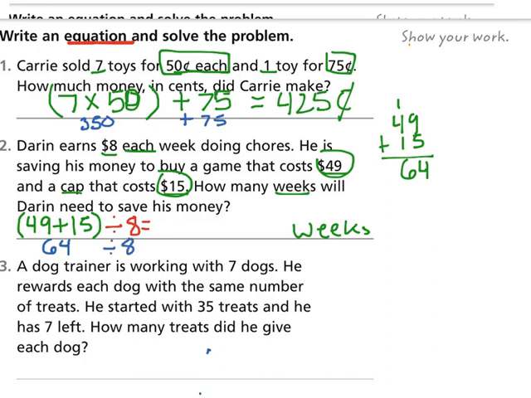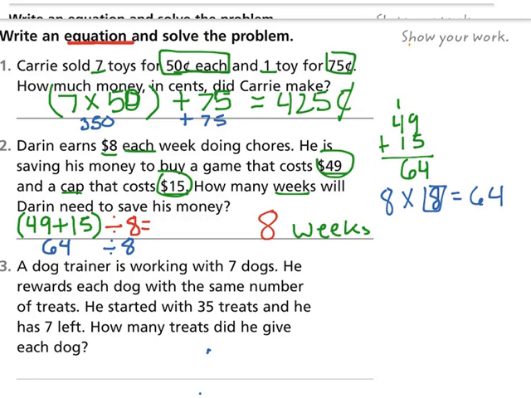Now, if you've been practicing your math facts, your math fact brain is probably tingling because you probably remember that 8 times what? 64. Well, maybe if you think, okay, what's 8 times 5? That's 40, right? So it's a little bit bigger than that. 8 times 6, 48. 8 times 7, 56. 8 times 8, 64. It's going to take him 8 weeks. Right. So hopefully you got that. Number 3, here we go.